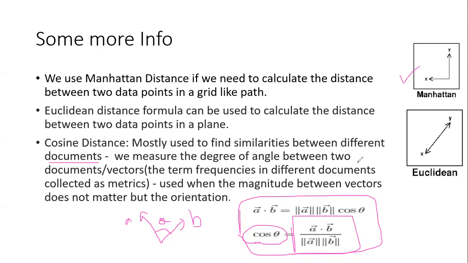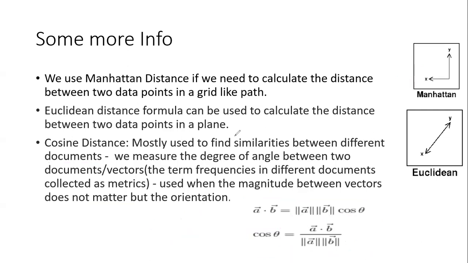So we measure the degree of angle between two documents, the term frequencies in different documents. Cosine metrics are used when the magnitude of vectors does not matter but the orientation does. So the angle is going to tell you how much the documents are different from each other. Okay, so that's pretty simple.